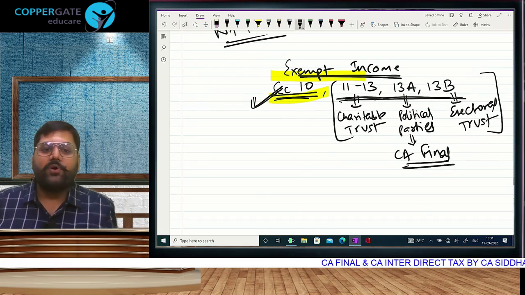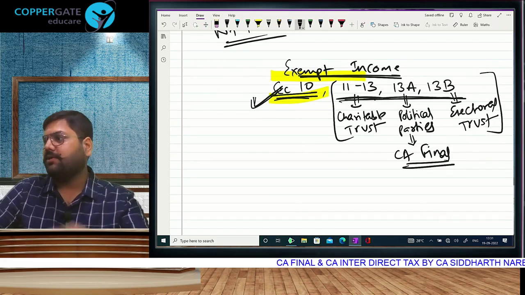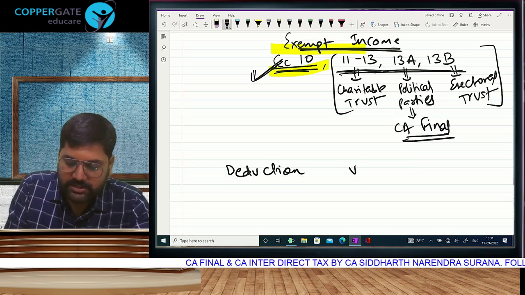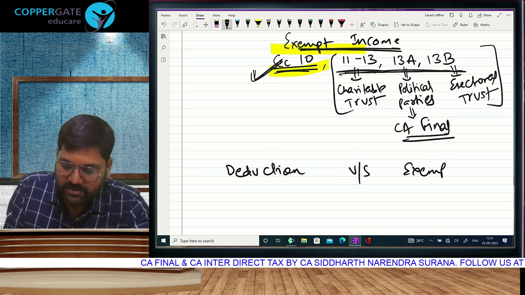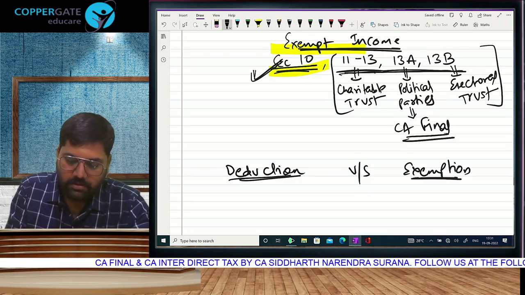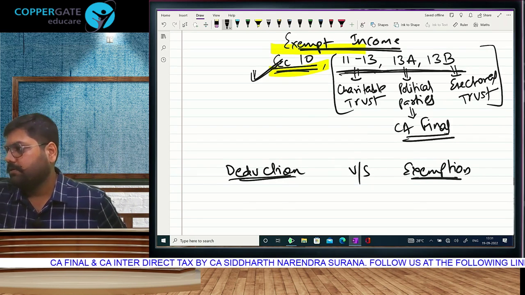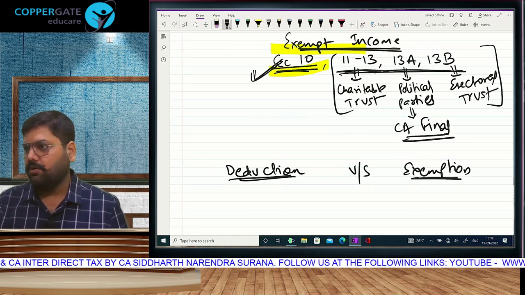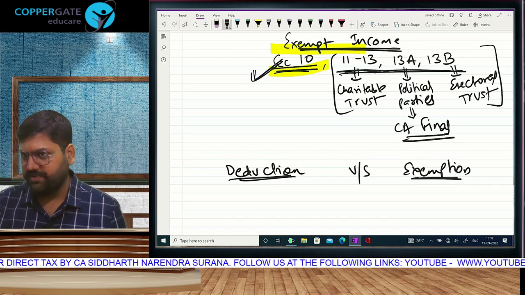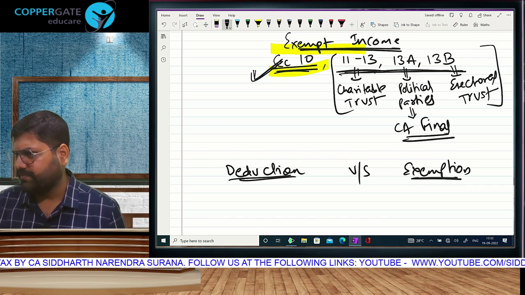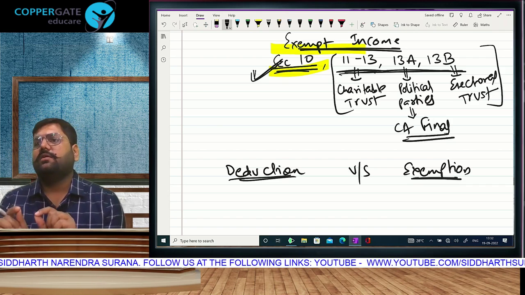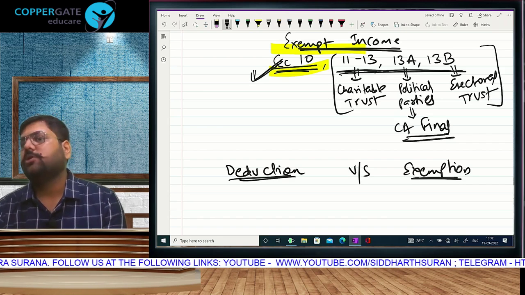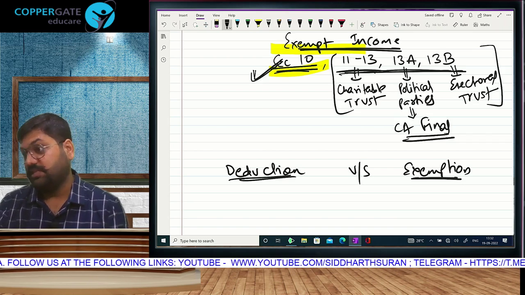It is very important that you understand the difference between deduction and exemption. It is very important that you know that. See, if you go by the maths, deductions are not a part of my total taxable income because we minus them. And exempt income is also not a part of it. So if I have to ask you a question like, on which of them do we pay tax? So none. Which of them we don't pay tax? So both. But there is a difference.